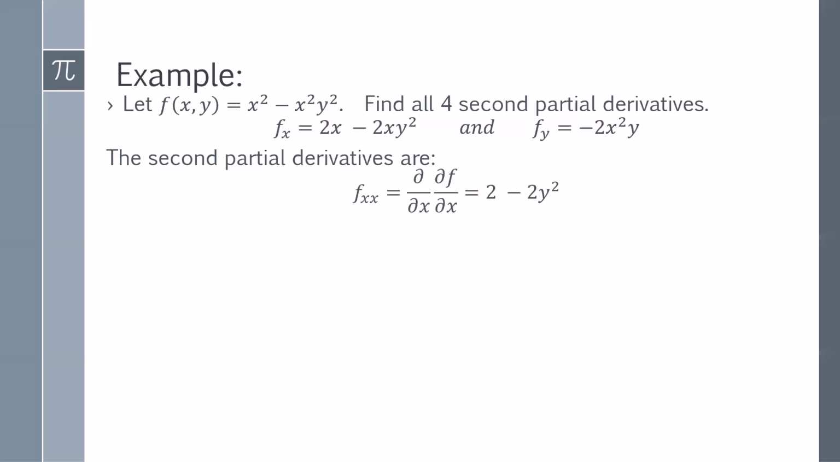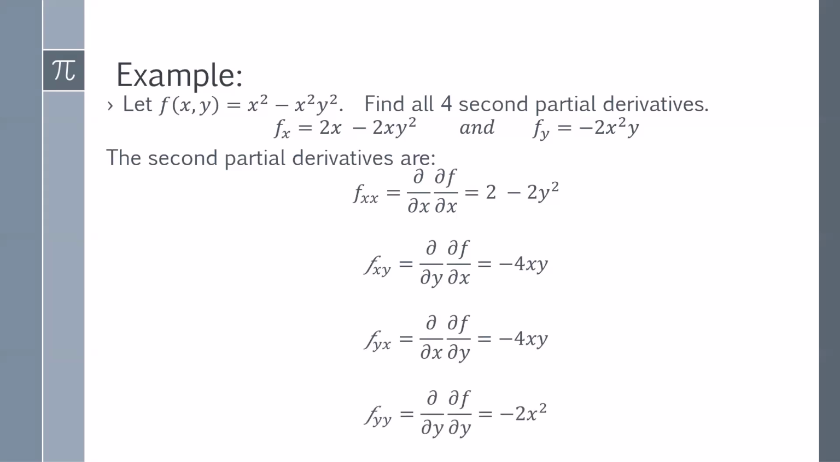If we then differentiate f sub x with respect to y, we get f sub xy, which is the derivative with respect to y of the derivative with respect to x, which is negative 4xy. If we take the derivative of f with respect to y and differentiate with respect to x, we get negative 4xy. And finally, if we take two derivatives of f with respect to y both times, we get negative 2x squared.